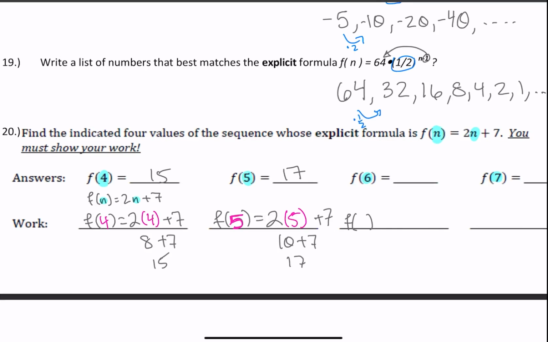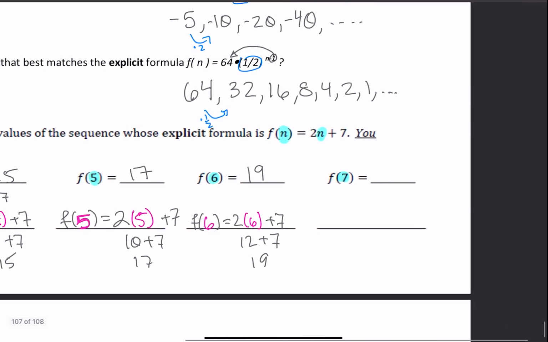All right, let's do it again. Now we're replacing n with 6. So we have 2 times 6 plus 7. Well, 2 times 6 is 12. 12 plus 7 is 19. And there we go. In the last one here, we're replacing with 7. So we're going to have 2 times 7 plus 7. 2 times 7 is 14. 14 plus 7 is 21.